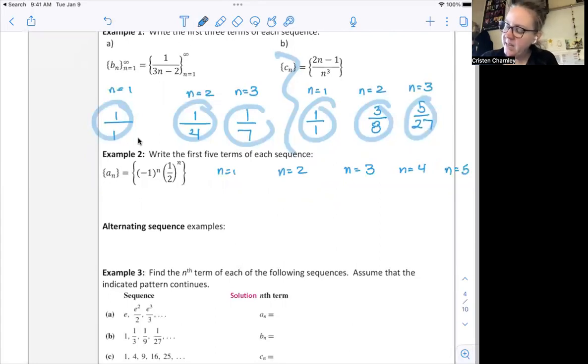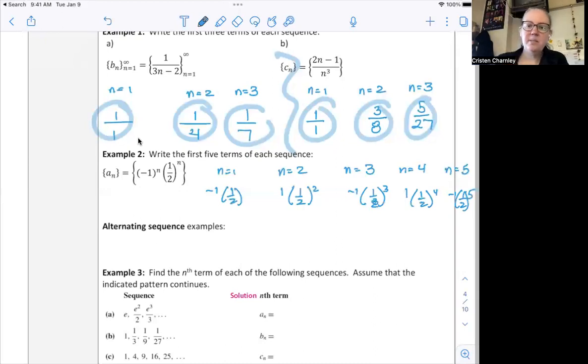So the first one I know is -1 to the n. This would be -1 and 1/2 to the first power. And then -1 squared is a +1, and then this is 1/2 squared. And then this is a -1, 1/2 cubed. And this is a +1. Oops, this should be 1/2 to the 4th. And then we have a -1, 1/2 to the 5th.